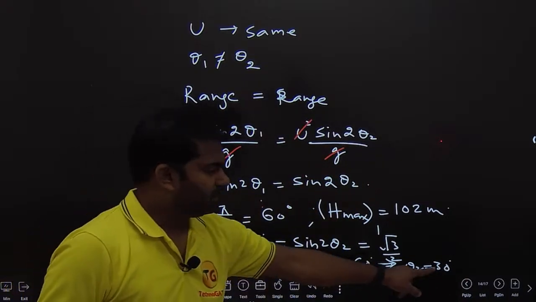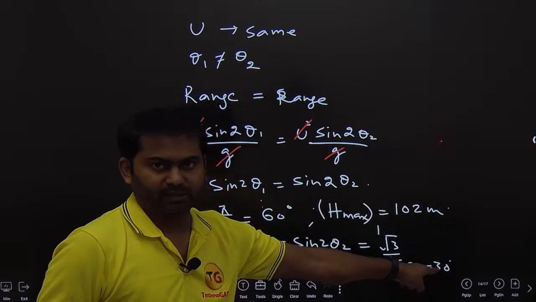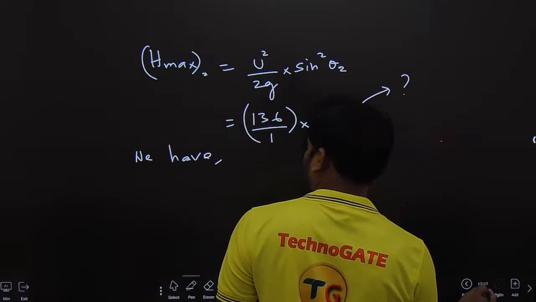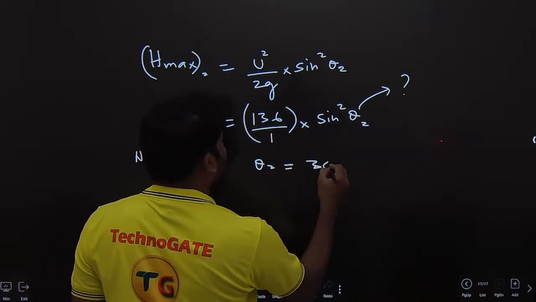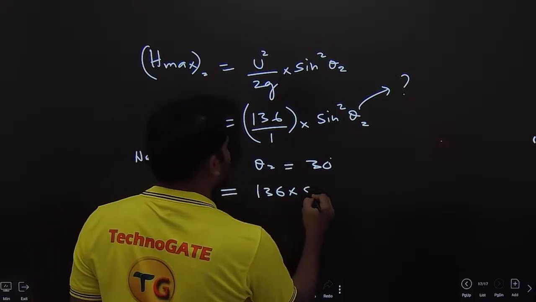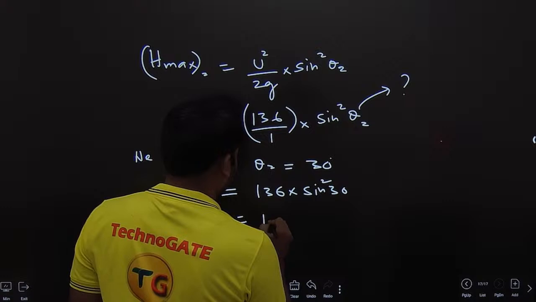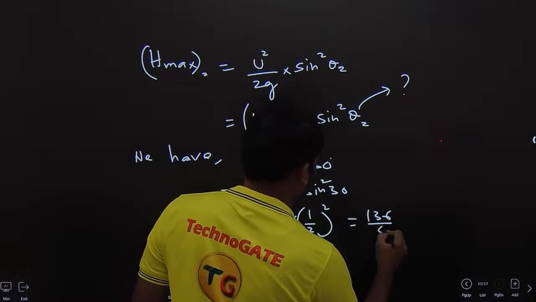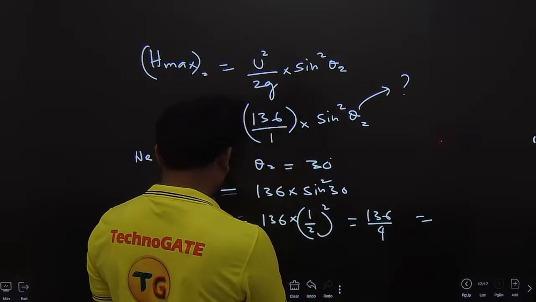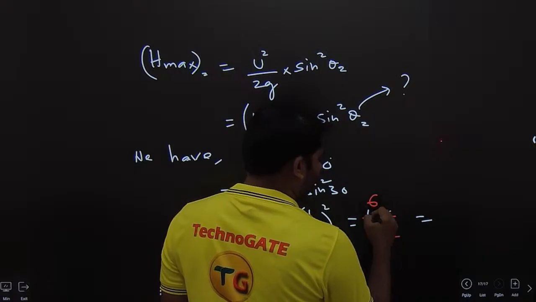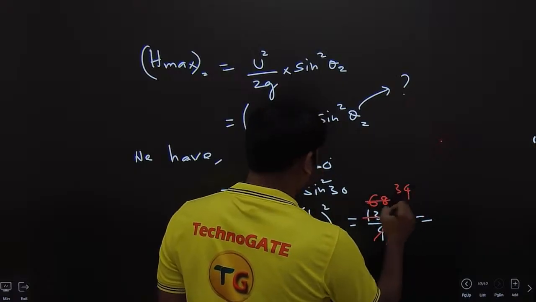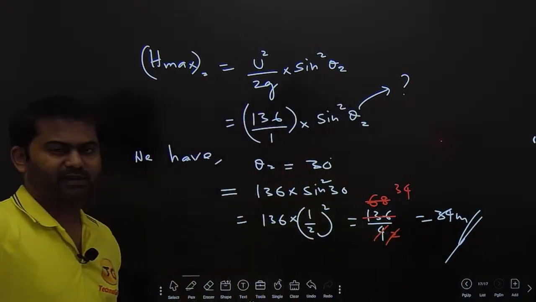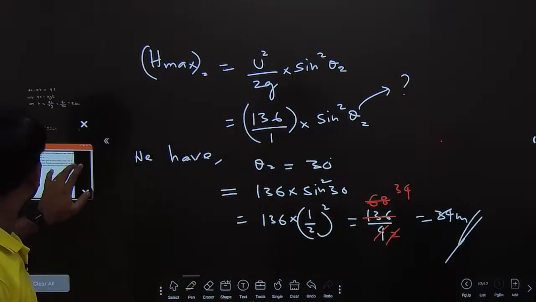I believe it is visible. It is 30 degrees here. So we got theta 2 as 30. This is what we needed to do, which we did not do. So if you substitute theta 2 there, we have theta 2 equal to 30 degrees. So you will get 136 into sin 30 square, 136 into 1 by 2 square, 136 by 4. If you simplify this, 34 meters is the answer here. Okay? So the maximum height for this one is 34 meters.